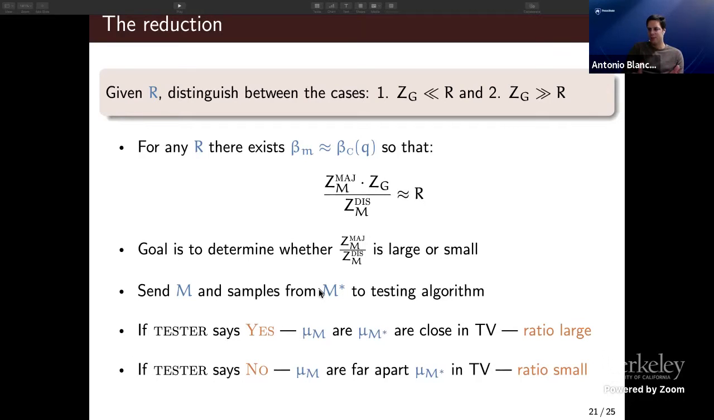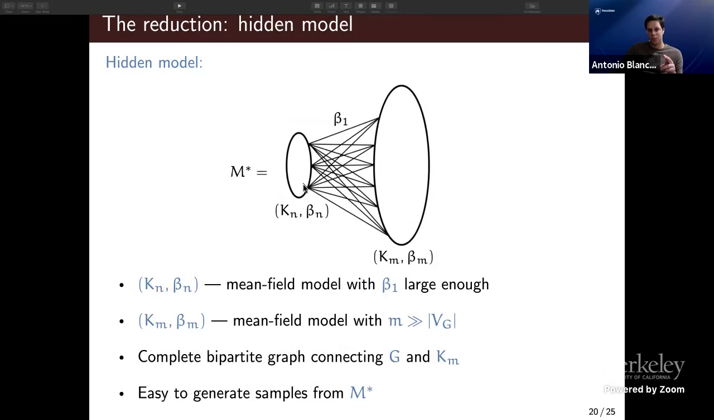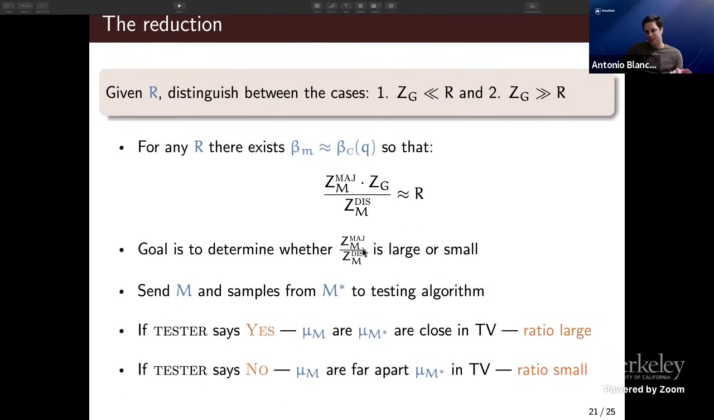But we know that the visible model, the graph G, the hard instance, becomes monochromatic only when we have a majority domination over the disordered phase, right? So the fact that the tester says yes is saying that it views the visible and hidden models as being close in variation distance. And if they are close in variation distance, this means that this portion of the construction has to be monochromatic in both. And that only happens when you have majority domination on this side. So in that case, since the majority dominates, we can say that the ratio is large.